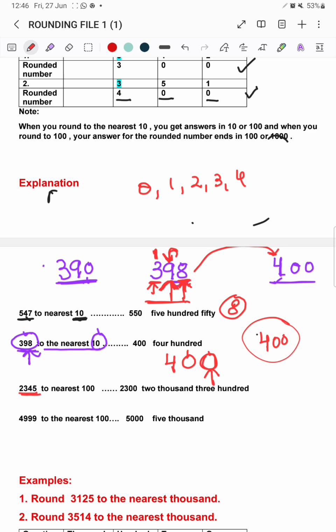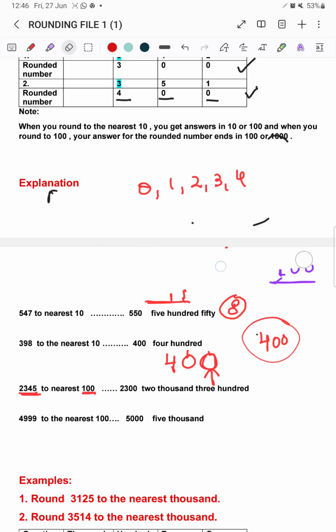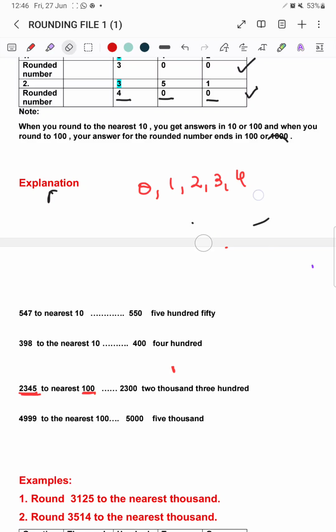We have 2345, and I have to round to the nearest 100. So first of all, I will just write down the number in hundreds. It is 345. I know it lies between 300 and 400. So when I answer this question, my answer will be like 2000. It will remain the same, 2000, and then it can be 2300 or 2400.